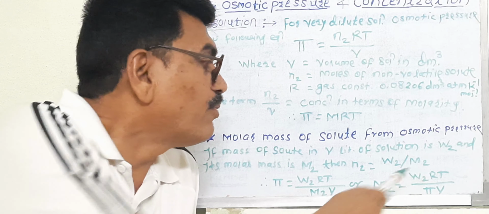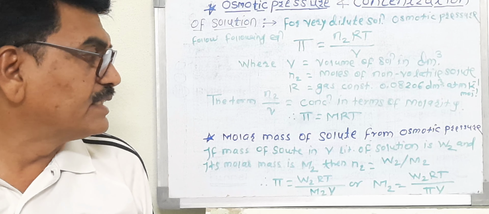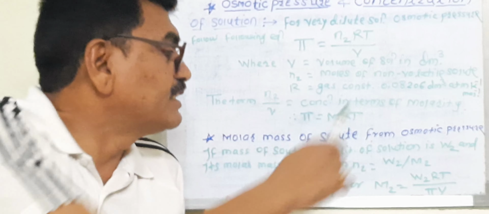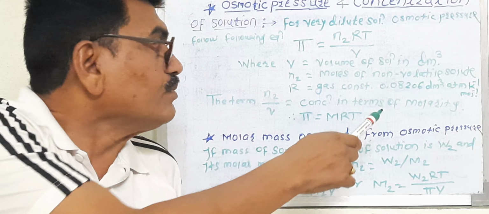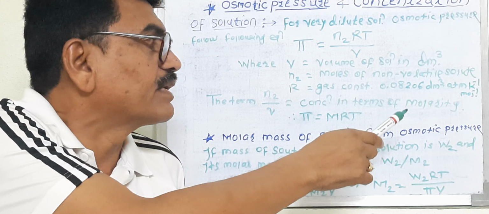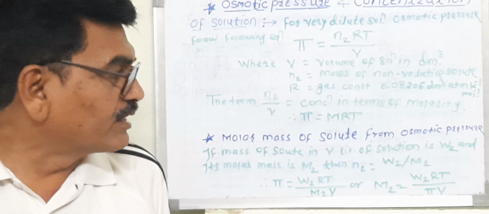We know the meaning of all these terms. W2 is the weight of the solute in grams. R is the gas constant. Its value is given there. When V is in decimeters cube, the gas constant is 0.08206 decimeters cube atmosphere per Kelvin per mole. T is the temperature in Kelvin. Is it right? Pi is the osmotic pressure.